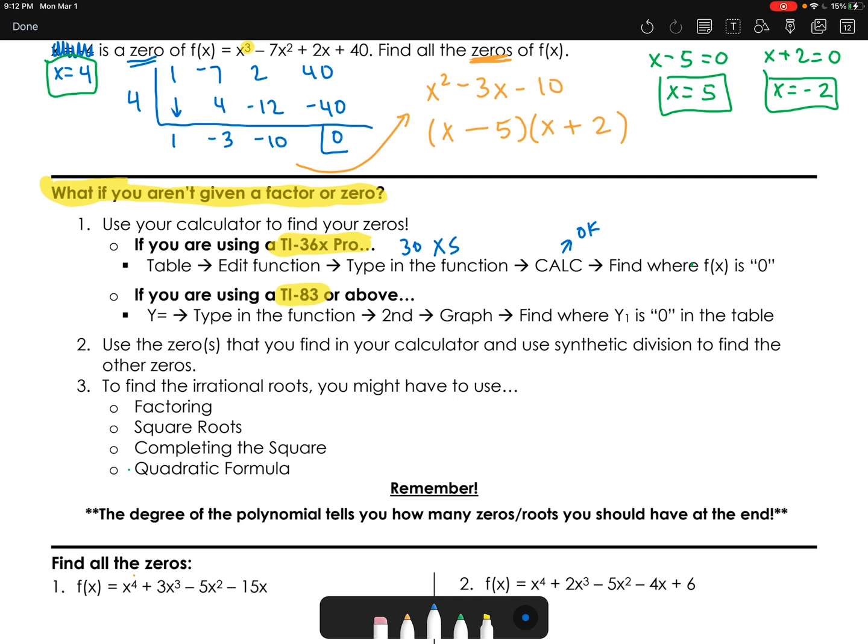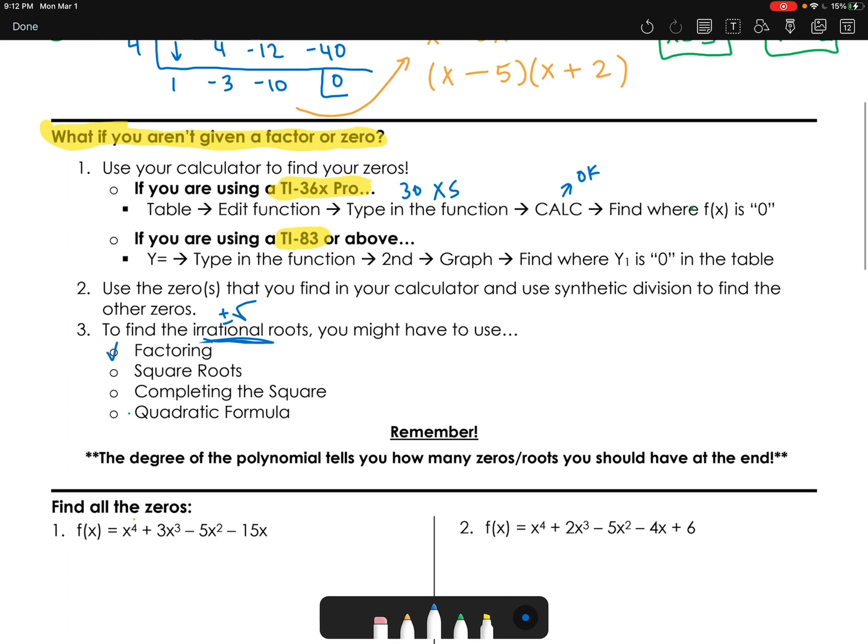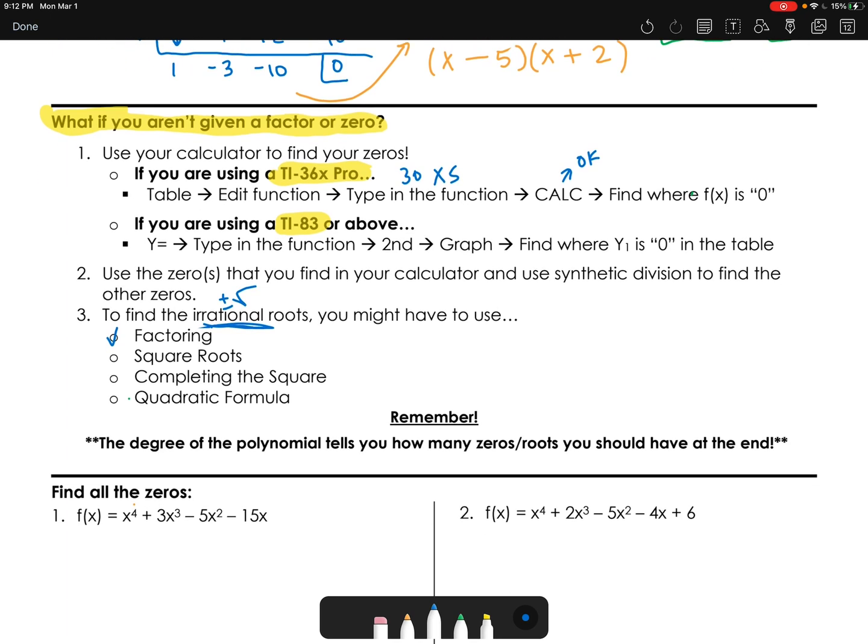But I say that because what we're going to find today is we're going to have irrational roots, meaning we're going to have some square roots. And when we have square roots, we always have plus or minus square roots as part of our zeros. And we're going to have to use some different strategies for that. So we've already practiced factoring. We're good at that. So we're going to maybe do some more factoring, but definitely going to do some square roots, completing the square and quadratic formula.